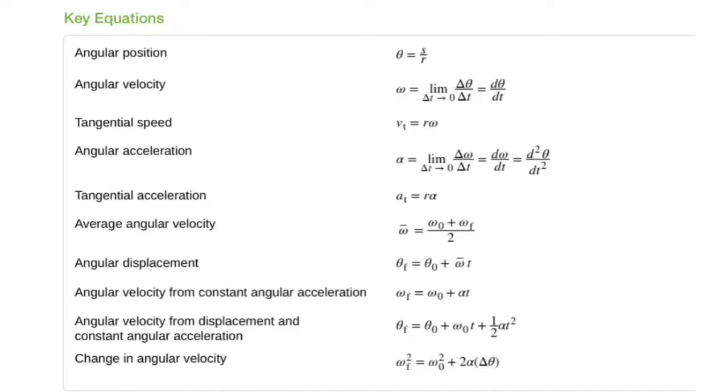You see that angular velocity is angular displacement by time. Linear velocity is radius times angular velocity. Angular acceleration is d omega by dt, which is also d squared theta by dt squared. And then tangential acceleration is r times alpha. And then you have the rotational equations that are comparable to those in kinematics. So these are the important equations that you need to know.